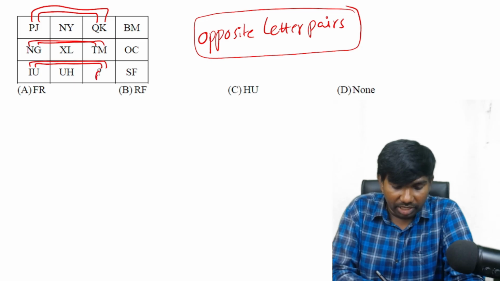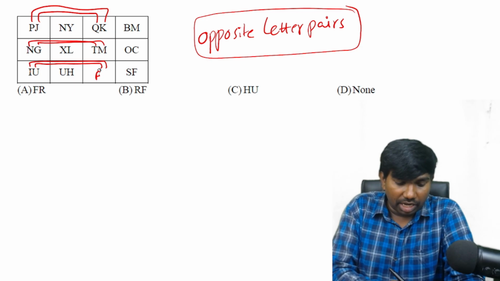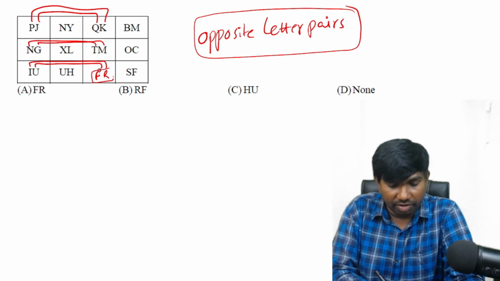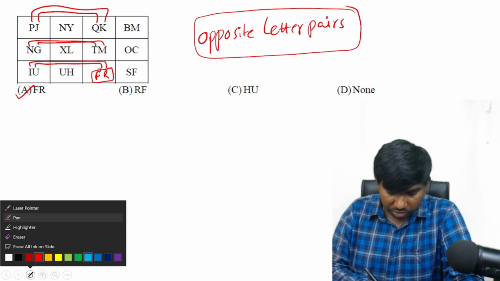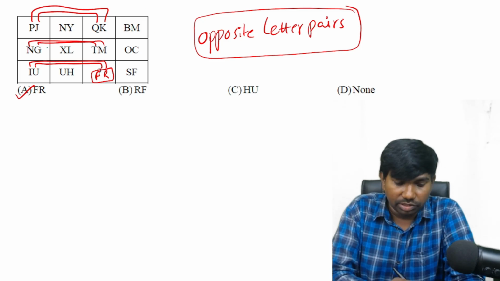UF, Aamir Khan movie, right? UFO, alien. Next, IR, Indian Railways. So infrared or Indian Railways. So finally FR is our answer. That is option A. And we should check. Actually, we should check the same logic on the other letters also.